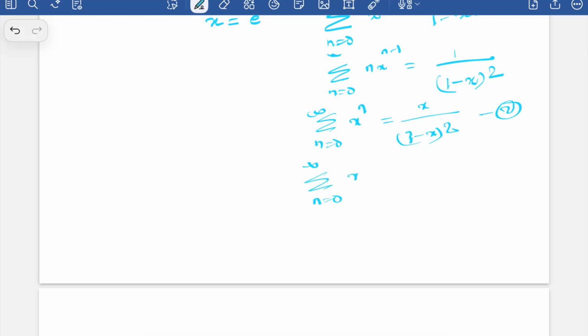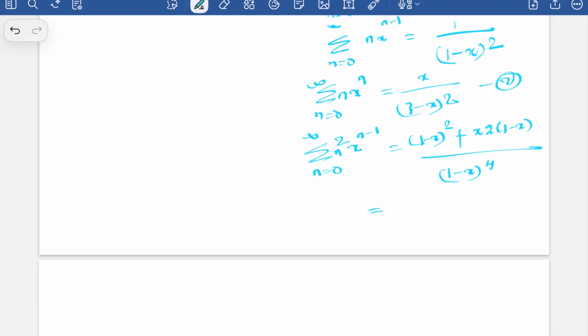Summation over n from 0 to infinity of n square x to the power n minus 1 is equal to the derivative of x over 1 minus x whole square, which gives 1 minus x to the power whole square minus x times 2 times 1 minus x, over 1 minus x to the power whole 4.